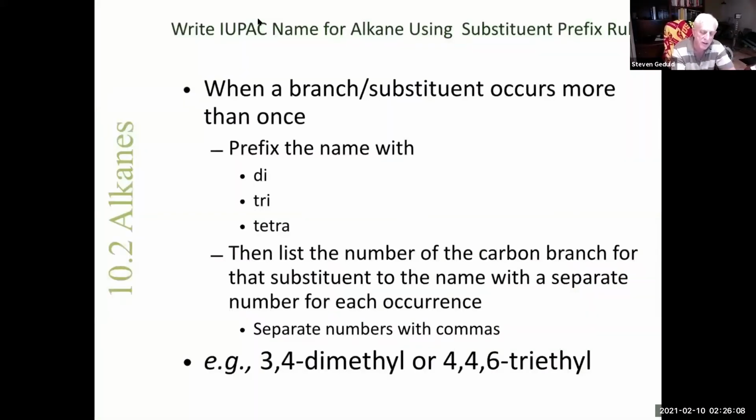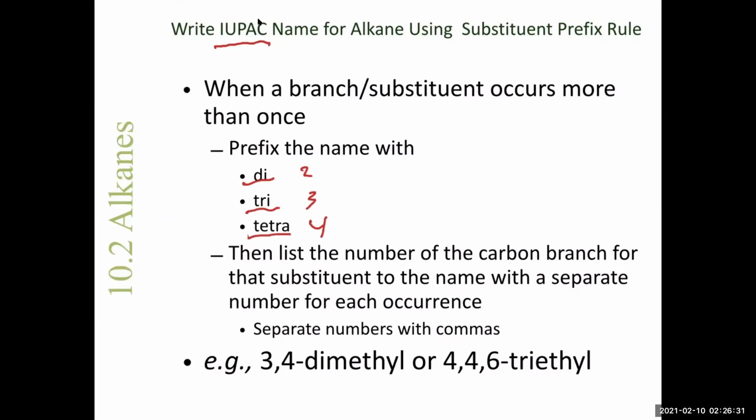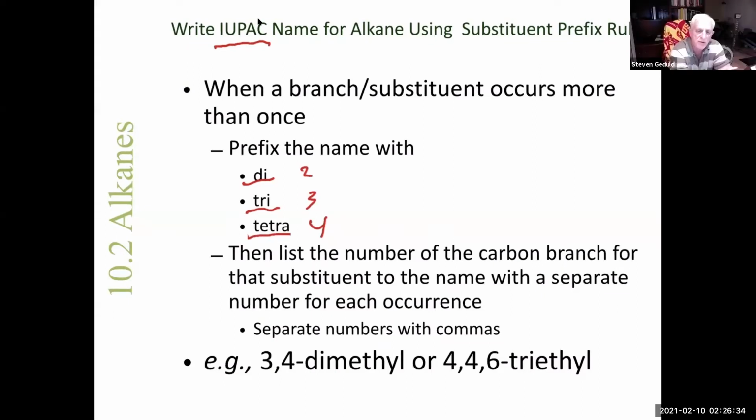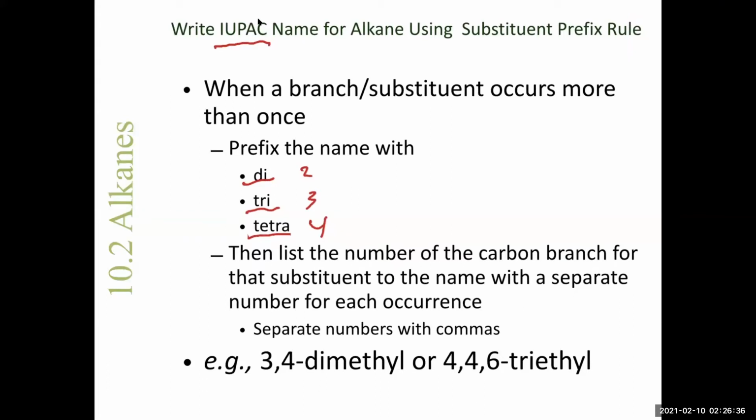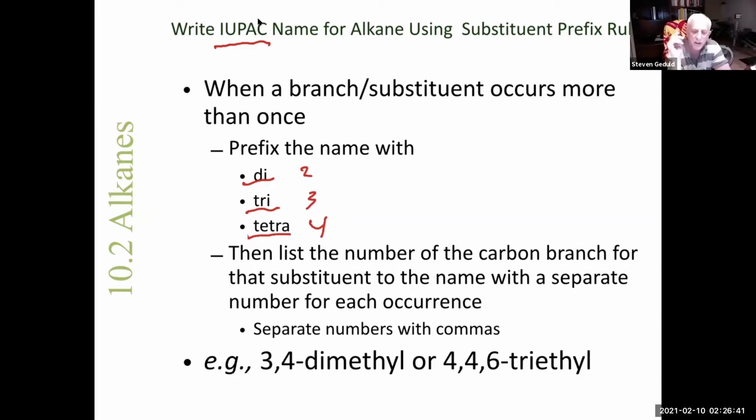The International Union of Pure and Applied Chemistry. So those are IUPAC names for alkanes. When a branch occurs more than once, we have to tell you how many times it occurs. Di means 2, tri means 3, tetra means 4. If I have tripropyl, there's 3 propyl groups attached. If I have tetramethyl, there's 4 methyl groups attached. You have to tell me where they're at and how many there are when you write the name.